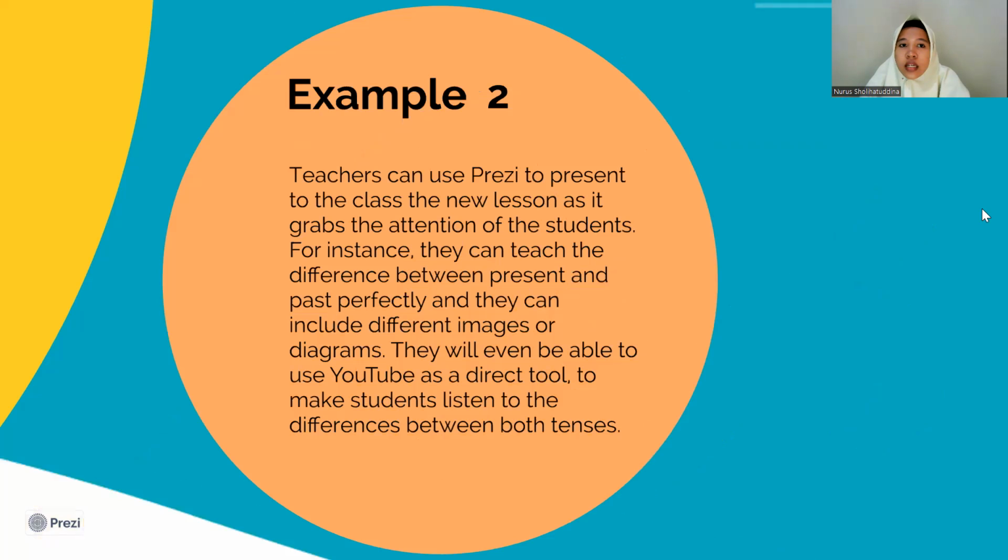The second example is the teacher can use Prezi to present a new lesson to the class as it grabs the attention of the students. For instance, they can teach the differences between present perfect and past perfect, and then they can include different images or diagrams. They will even be able to use YouTube as a direct tool to let students listen to the difference between both tenses. Because Prezi may not be familiar to other students, it can make students interact with this presentation.